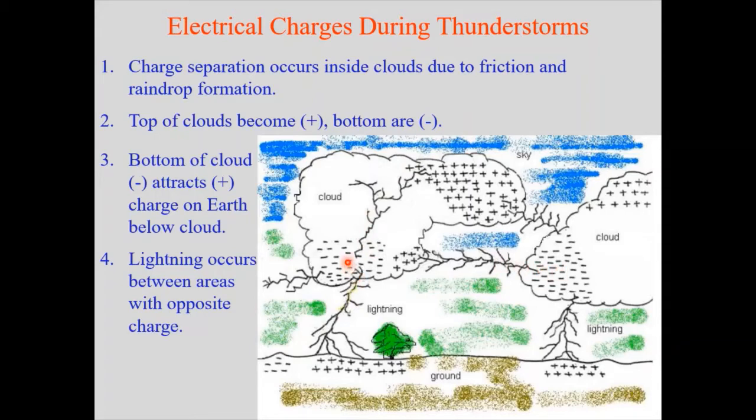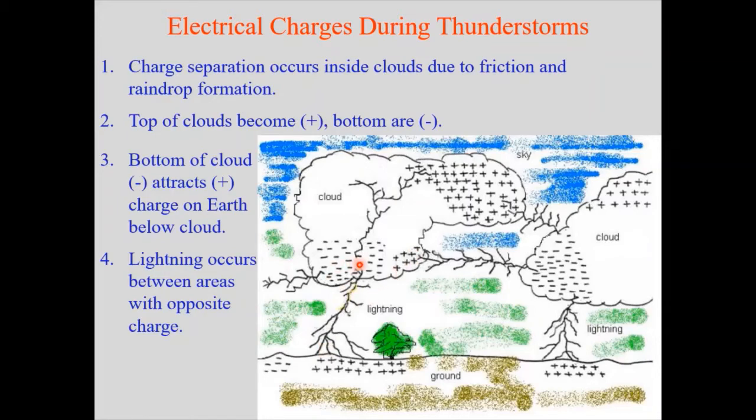So what can happen here is the bottom of the cloud, which is negative, will attract positive charges in the Earth. Basically, the way it does this is it actually repels electrons away from these atoms, leaving positive charges behind. When there's enough voltage between the bottom of the cloud here and the Earth below, lightning will occur such that that charge can transfer through the lightning bolt.